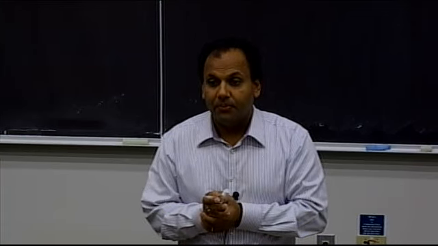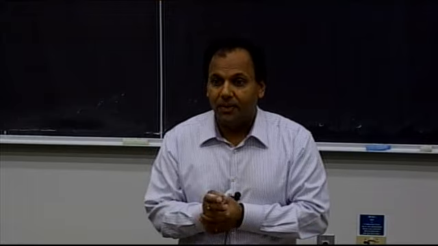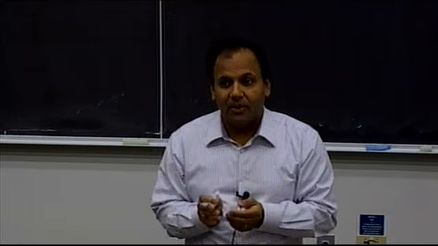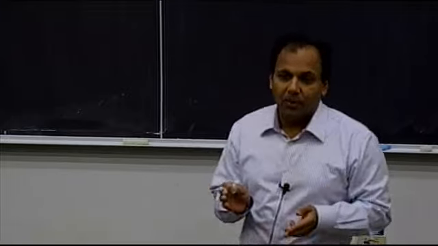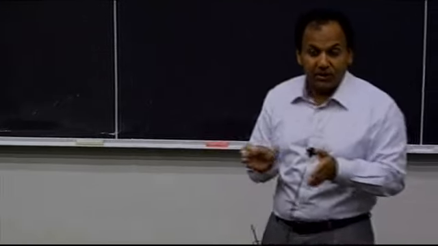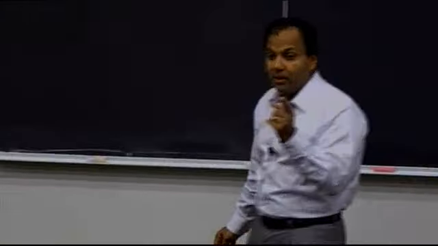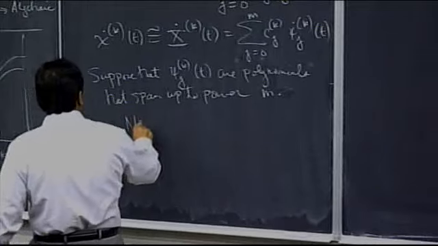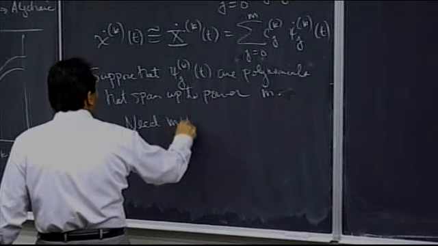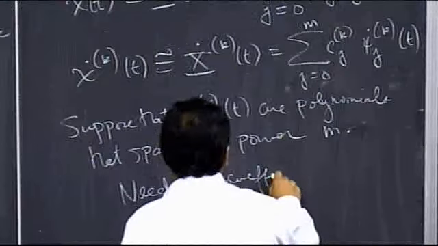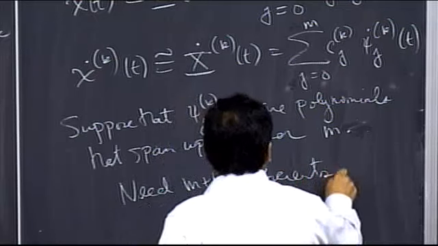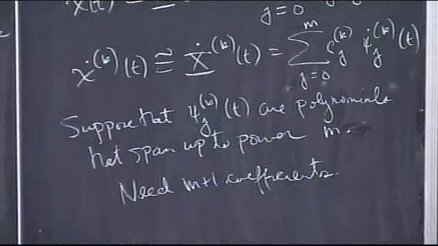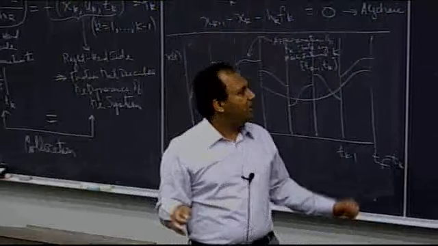Polynomial of degree m needs m plus 1 points, right? A quadratic needs 3 points, a cubic needs 4 points. In order to uniquely determine the polynomial, I need one more coefficient than the degree of the polynomial. So you need m plus 1 coefficients, right?